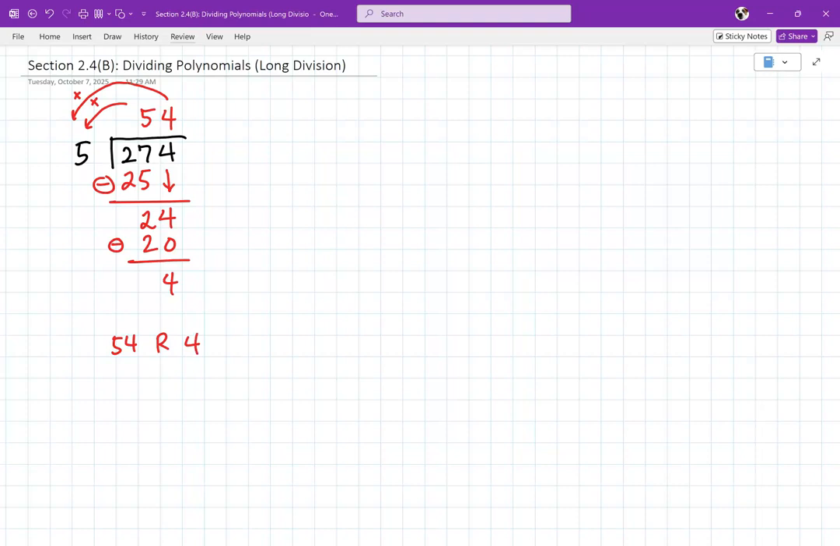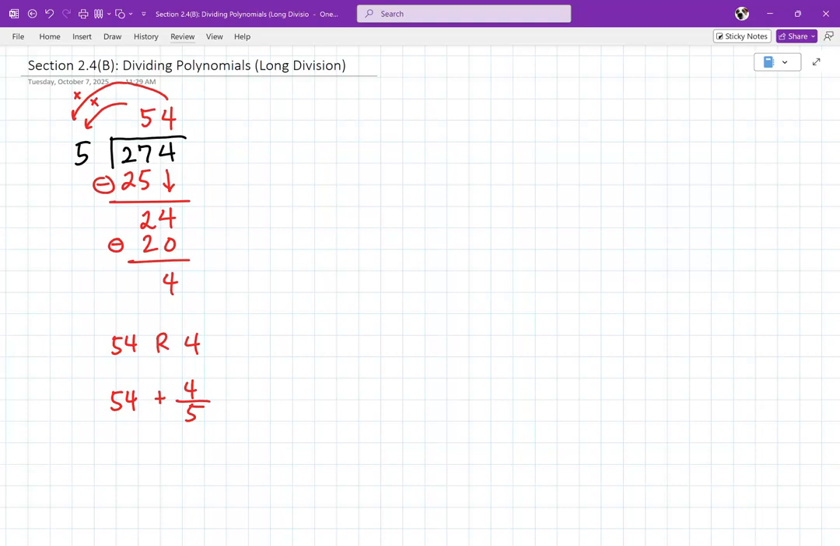Do you guys remember doing that? 54 remainder 4. And then in algebra, they said, well, we don't do it like that anymore. Now we write 54. Since 4 is positive, we'd write plus 4/5. You would get your remainder and put it over what you were dividing by, the 5, and that would give you your solution. So 54 plus 4/5, which is actually 54 4/5. But that's the way we used to do it, okay?